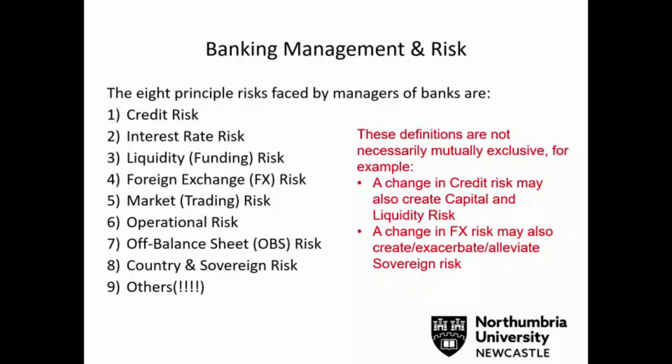But as you can see there in the red, they are not mutually exclusive. Credit risk, people defaulting, could lead to the bank running out of money in the form of liquidity risk. Foreign exchange risk could arise from a sovereign debt default. So they tend to be heavily interlinked one way or the other.